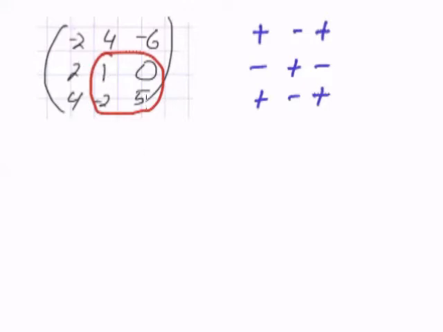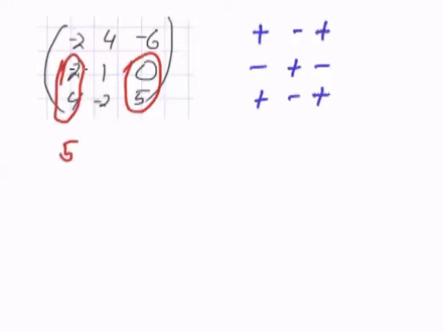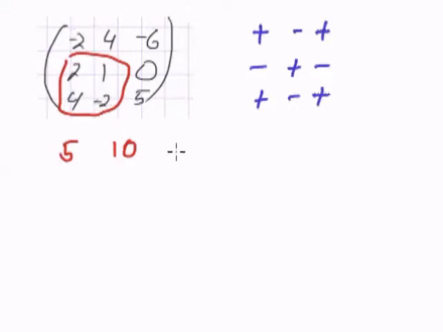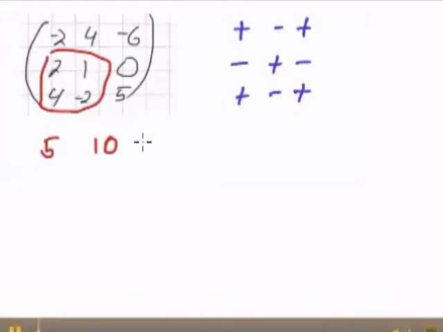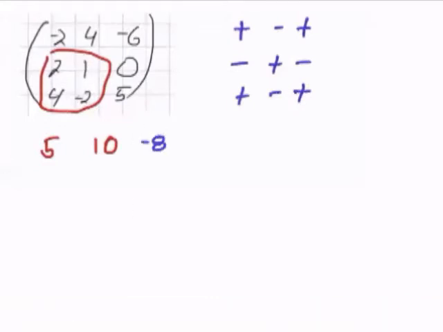What I'm going to do is take 1 times 5 minus 0 times -2, which is 5. And then with these two numbers, I'm going to take 2 times 5 minus 0 times 4, which is 10. And with these 4 numbers, I'm going to take 2 times -2 is -4 minus 4 is 0. 2 times -2 is -4 minus 4 is -8. That was a mistake I made. I'm going to continue on the problem.